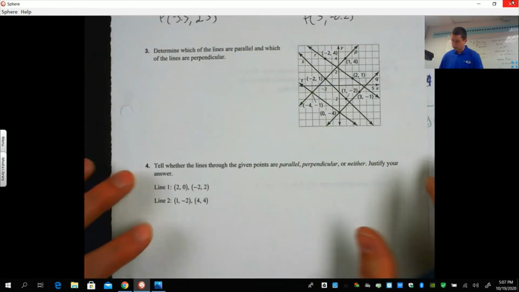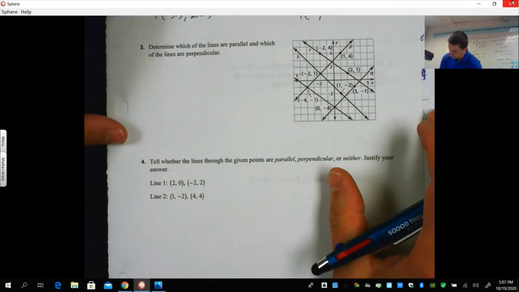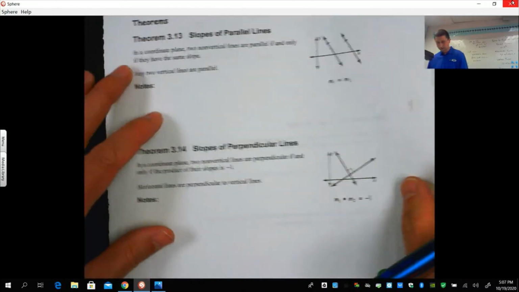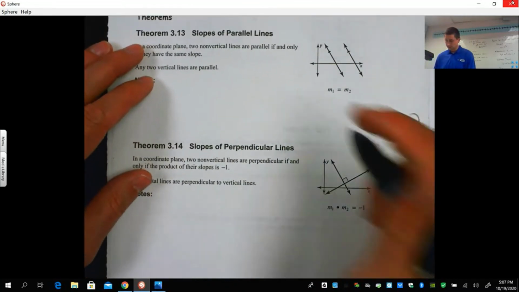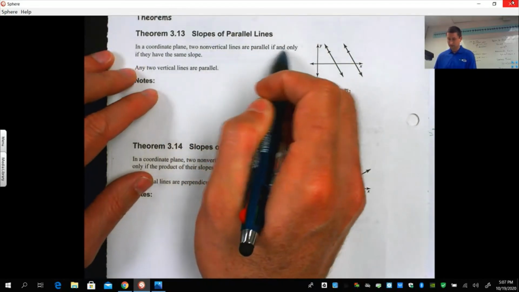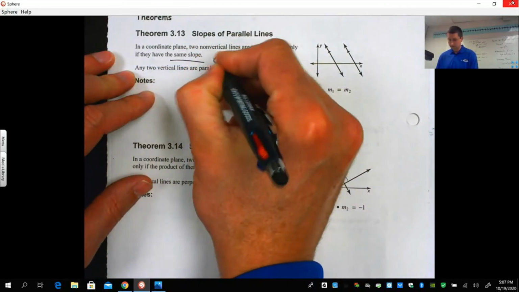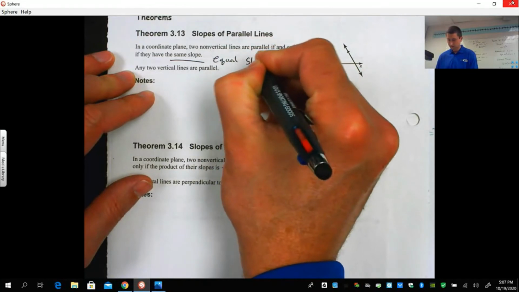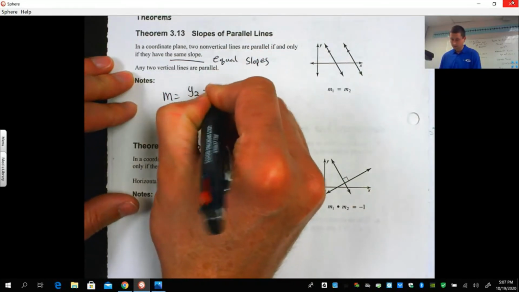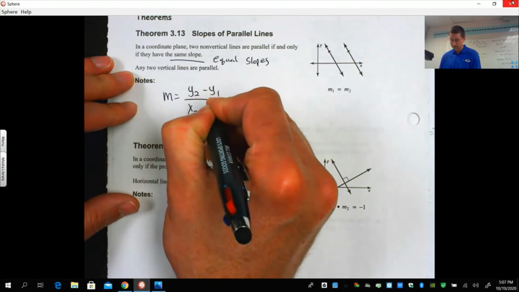Okay, determine which of the lines are parallel and which of the lines are perpendicular. Let's go back to that. Okay, so back on page 88, slopes of parallel lines in a coordinate plane. 2 non-vertical lines are parallel if and only if they have the same slope. So equal slopes. Remember your slope formula is y2 minus y1 over x2 minus x1.